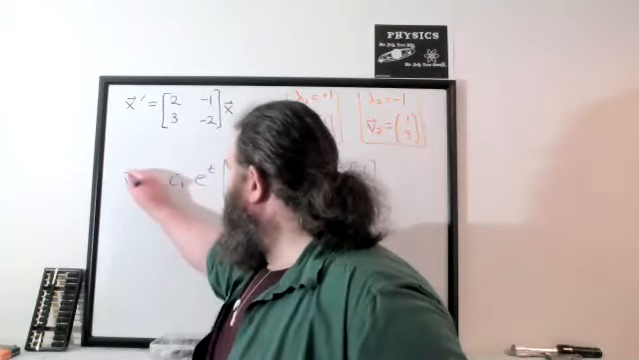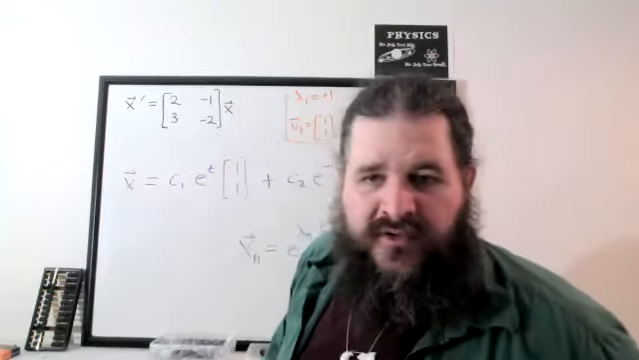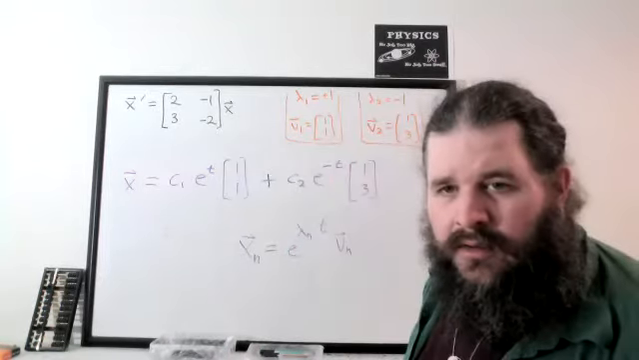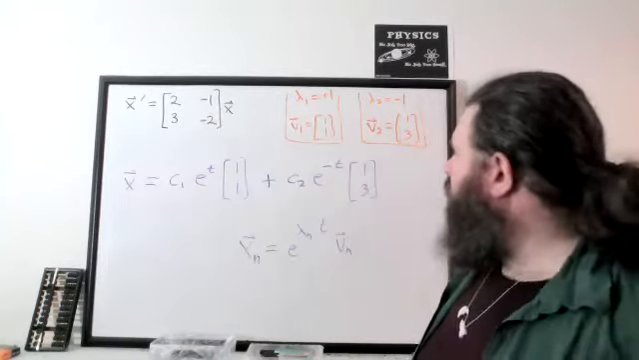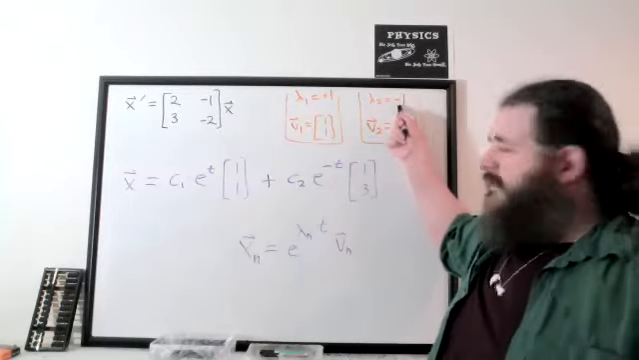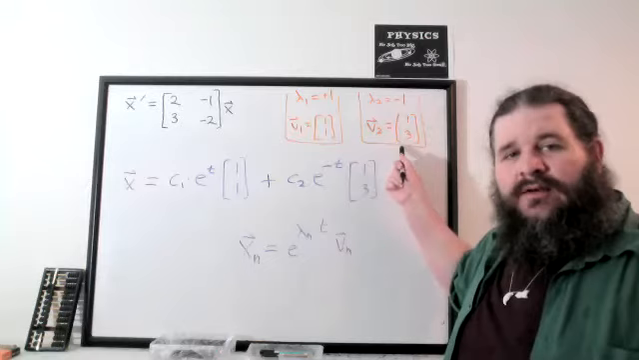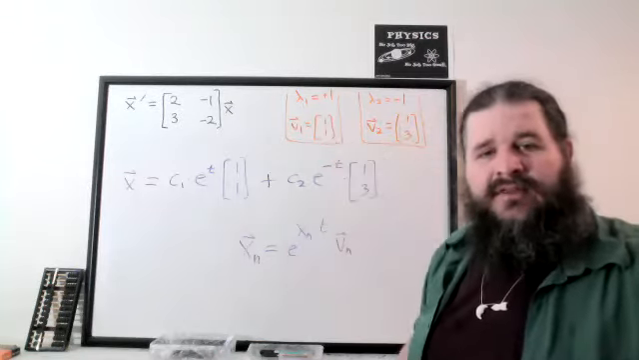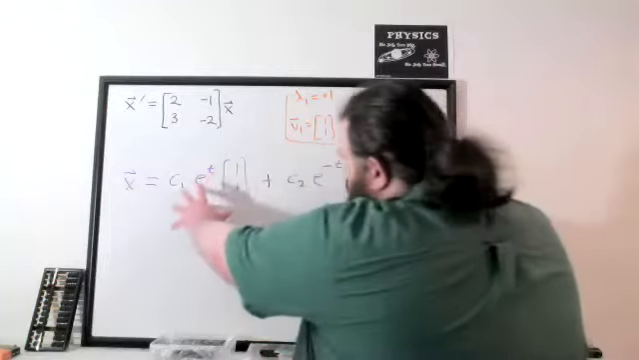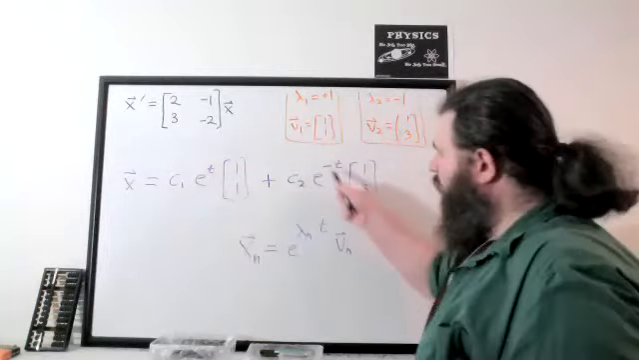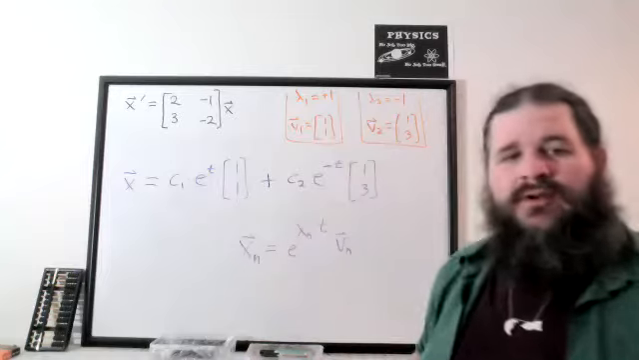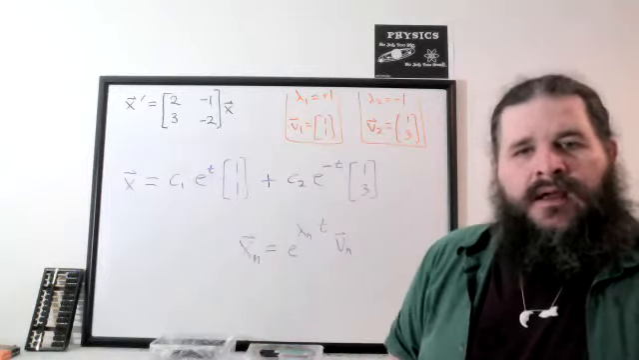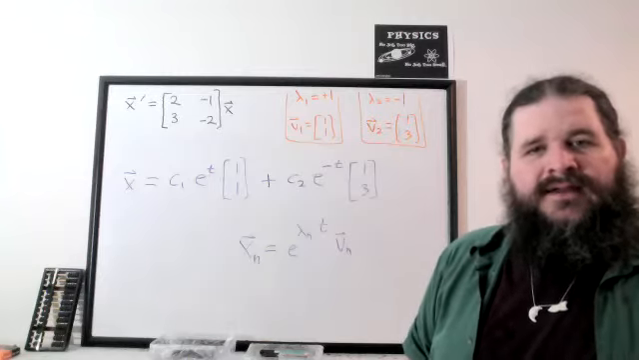So we get this. Would it still work if we put e to the negative t times 1, 1? Not in this case, because this negative 1 eigenvalue is specifically associated with this eigenvector, and the eigenvalue positive 1 is specifically associated with this eigenvector. So you could change the order. You could call this x1 and this x2, but you don't want to split up which eigenvalue is attached to which eigenvector. Any other questions on that idea so far?